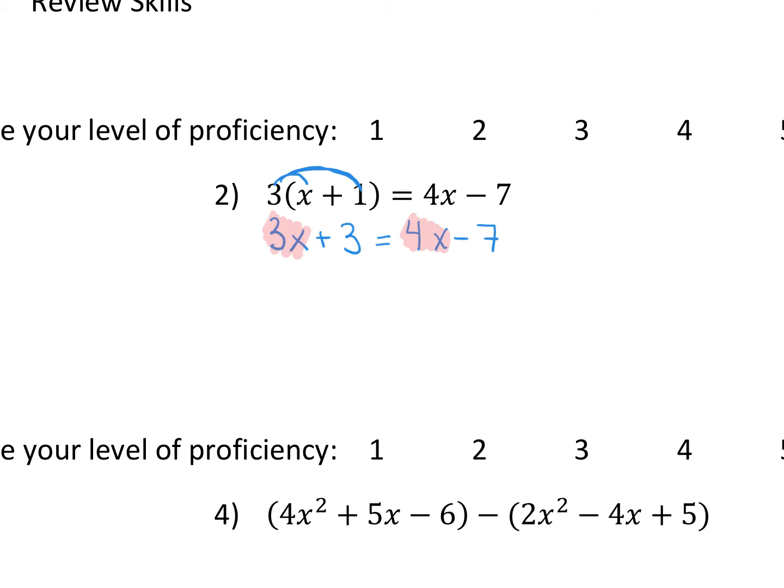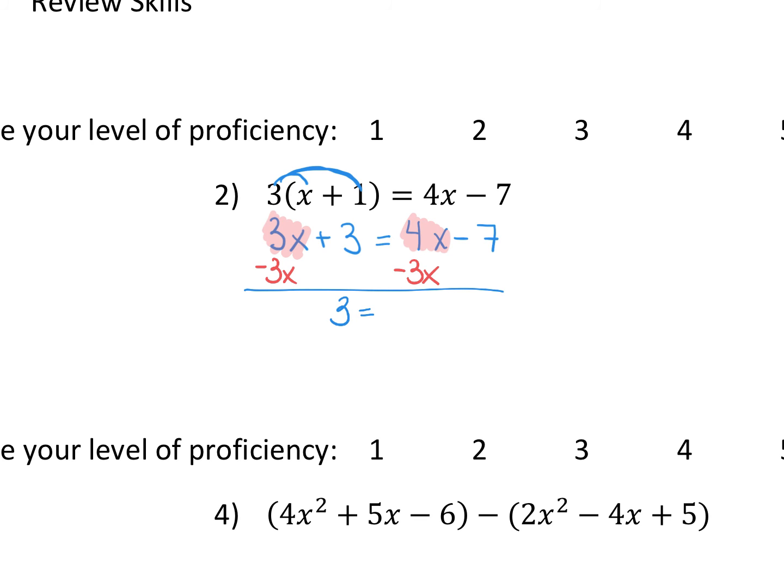I always want to move my variable first. You can move the constant first, but it's a little bit easier if we move the variable first. So 3 and 4 are both positive, so I'm going to be subtracting. I'm going to minus the 3x. You could have also subtracted the 4x to the other side. It doesn't matter. I just will usually subtract the smaller number.